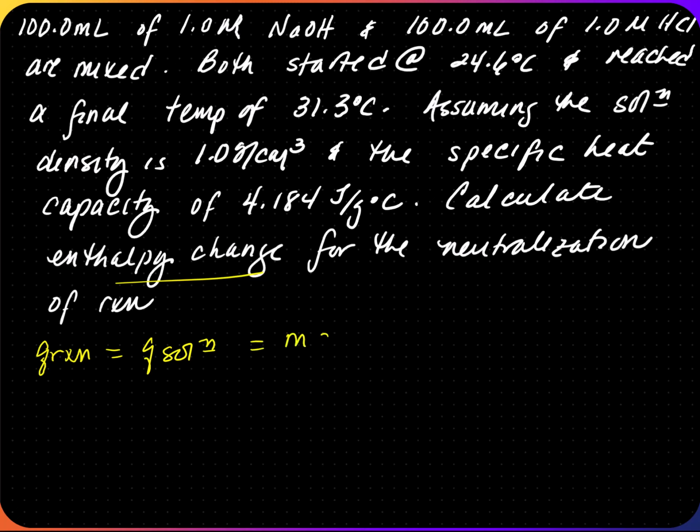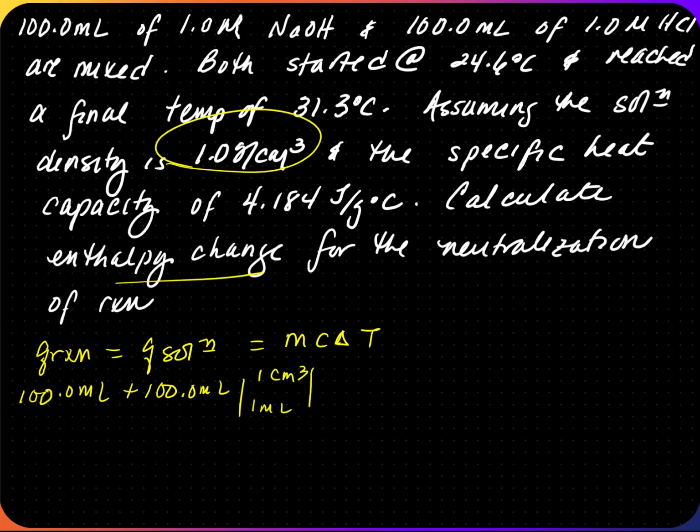And we know Q of the solution is MC delta T. And for the solution, the mass has to be additive. So we have 100 milliliters of the sodium hydroxide plus 100 milliliters of the hydrochloric acid, which needs to be converted into grams. Density is provided as 1 gram per cubic centimeter. So we know 1 mL is equal to 1 centimeter cube, and 1 centimeter cube is equal to 1 gram.